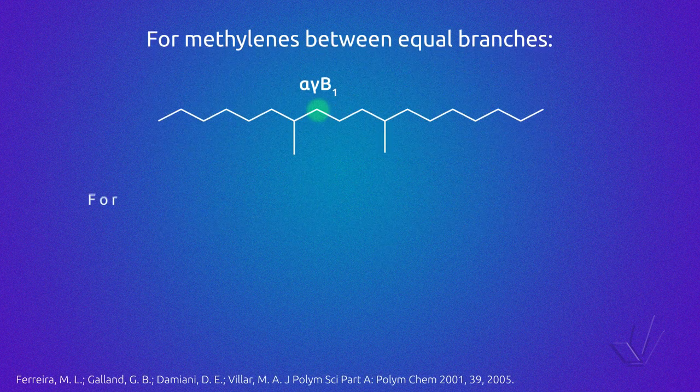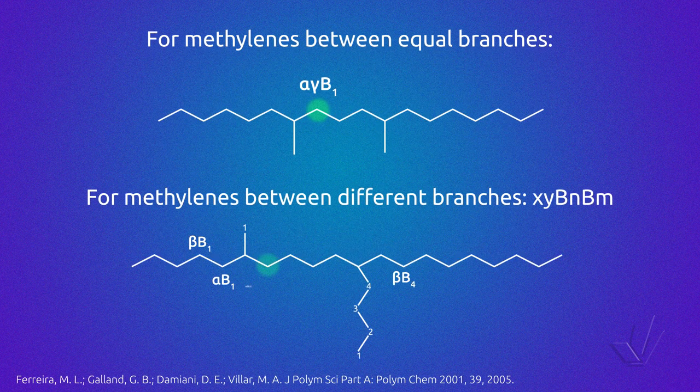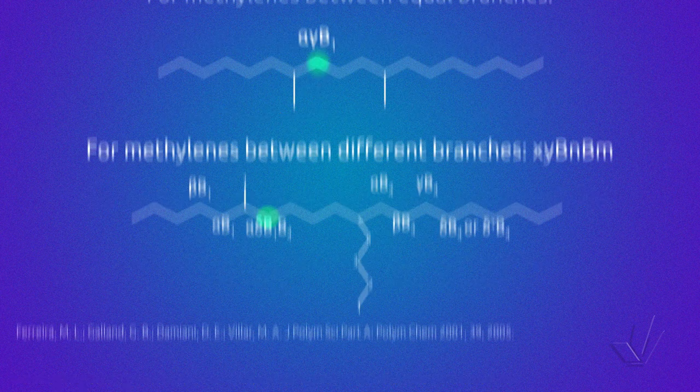In the case of methylene between different branches, the carbon is named X, Y, BN, BM. In this example, the methylene alpha delta B1B4 means that this carbon is in position alpha from the methine of the methyl branch and in position delta from the methine of the butyl branch.